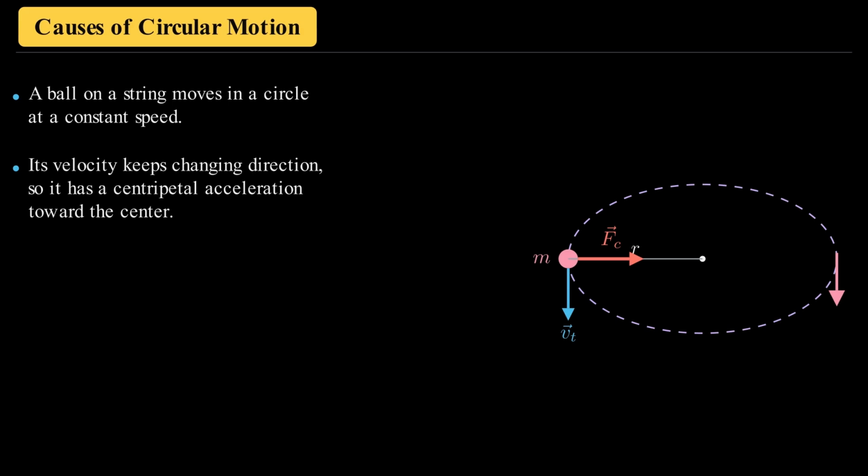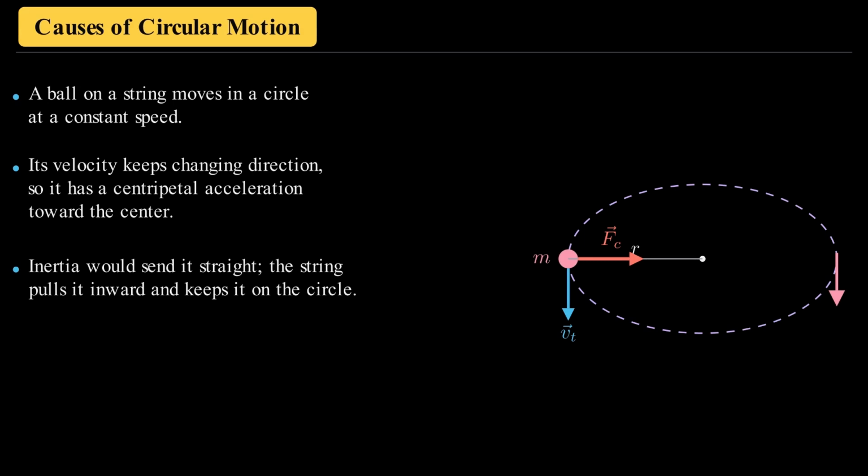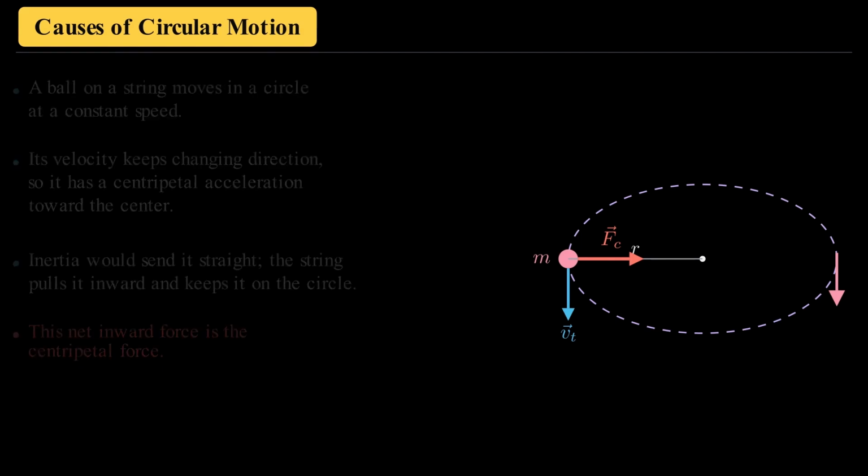Now there is something important we need to understand. The ball has inertia. Its inertia tends to keep it moving in a straight line rather than following the path. But the string exerts a force on the ball, pulling it toward the center. This inward force changes the direction of the ball's velocity and keeps the ball moving in a circular path. So the net force directed toward the center of the circular path is called centripetal force, and it is the force that maintains the object's circular motion.